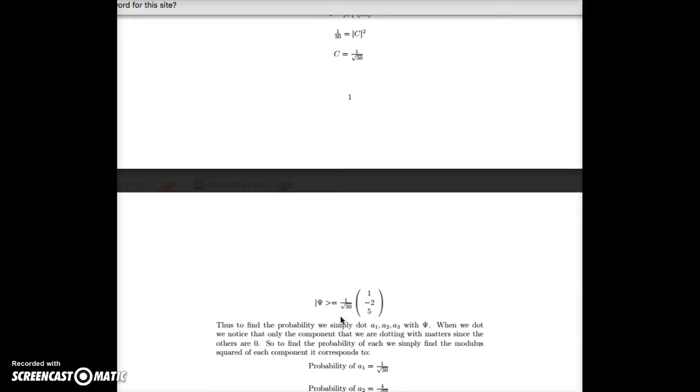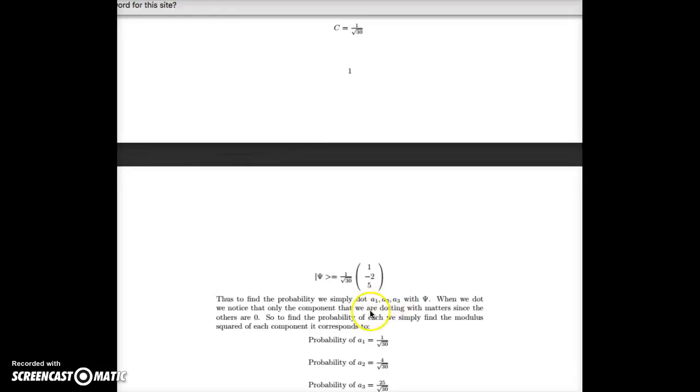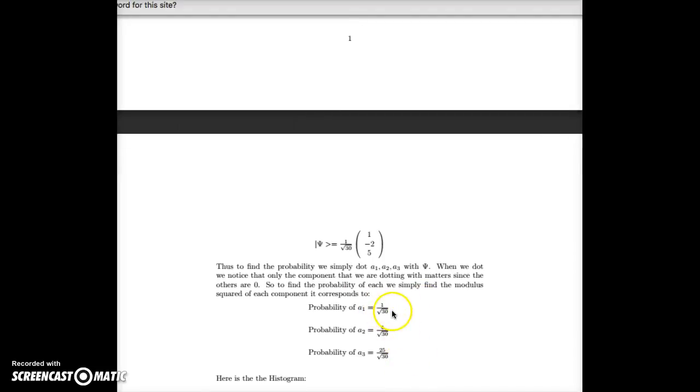Then to find the probability of each state, we simply dot the A1, A2, A3 matrices with this state. We notice when we dot that only the component we are dotting with matters, since the rest will just be 0. So to find the probability of each, we simply take the modulus squared of each component it corresponds to. So this should be 1 over 30, 4 over 30, and 25 over 30.